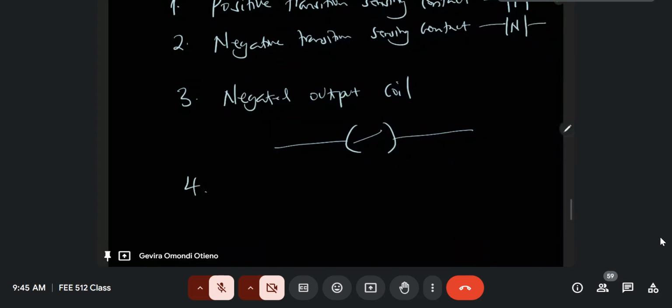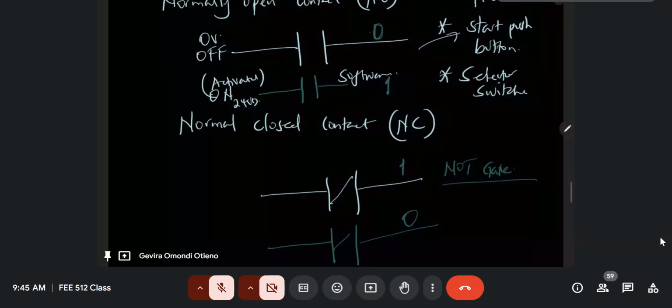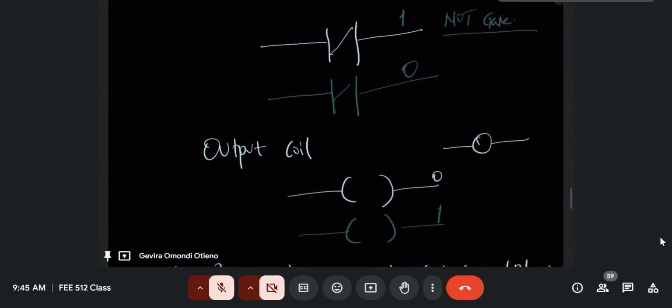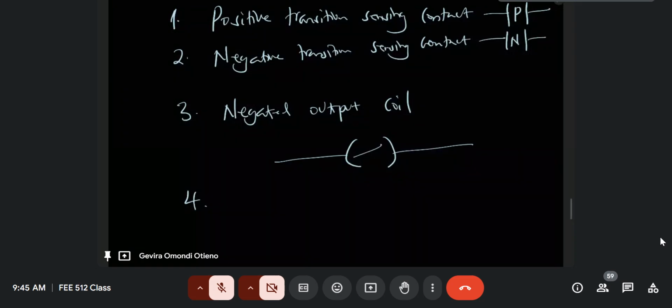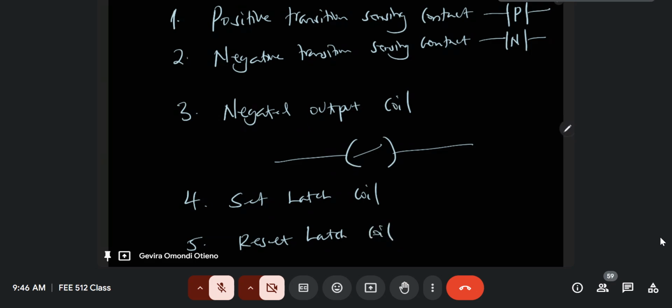The other one, again, I've told you the most common ones are the normally open contact, the normally closed contact, and the output coil. But for certain specific applications and design, we need a positive transition sensing contact, a negative transition sensing contact, and a negated output coil. For cases of latching, we have a set latch coil. We'll do latching, and we have a reset latch coil. Okay? We'll see what latching is and what that means.